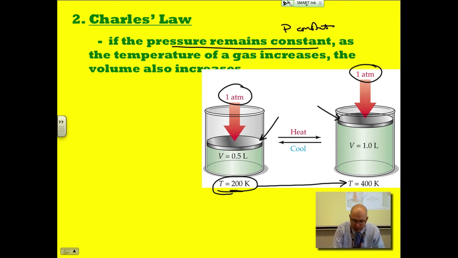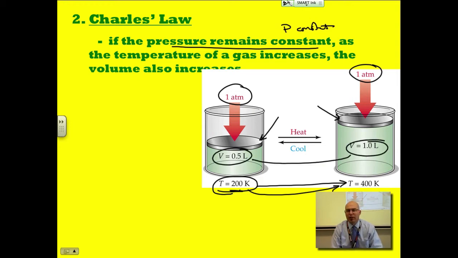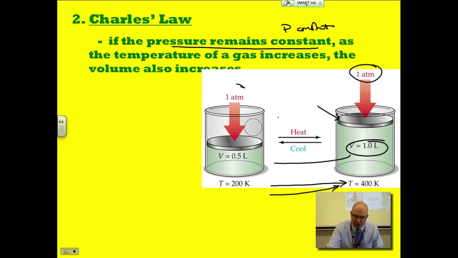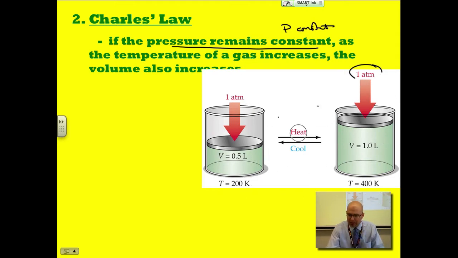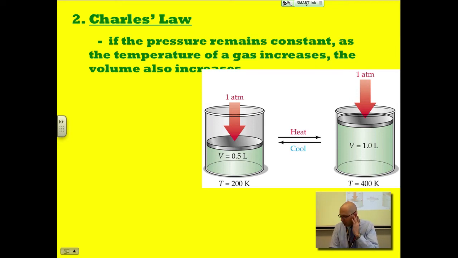And please note that if you double the temperature, you're also going to double the volume. Okay, so doubling one will also double the other. Just as if we decrease the temperature, then you would decrease the volume. The molecules aren't moving around as fast. Okay, so that's Charles's law in a nutshell. Let me show you a little bit about that, and then I have a video to show as well.